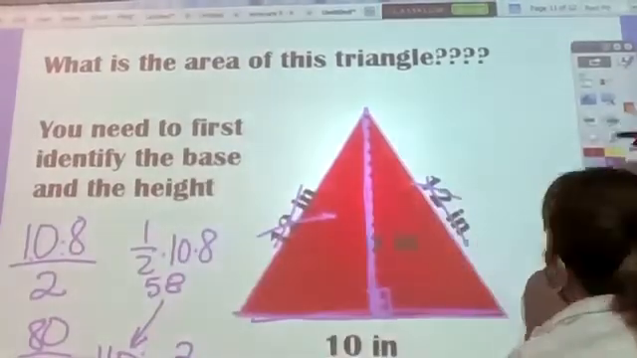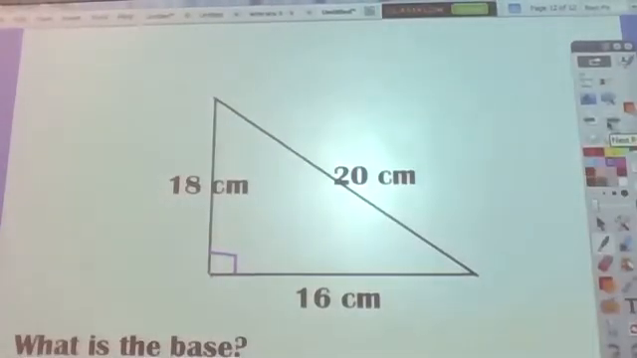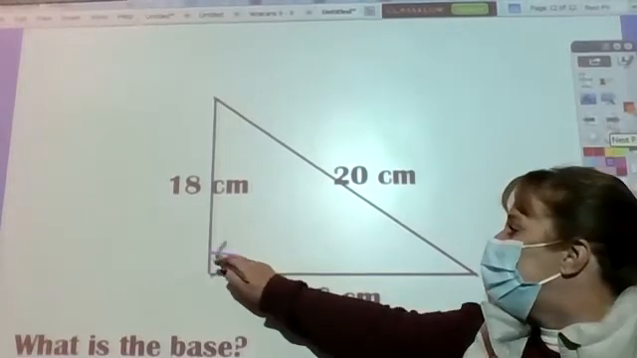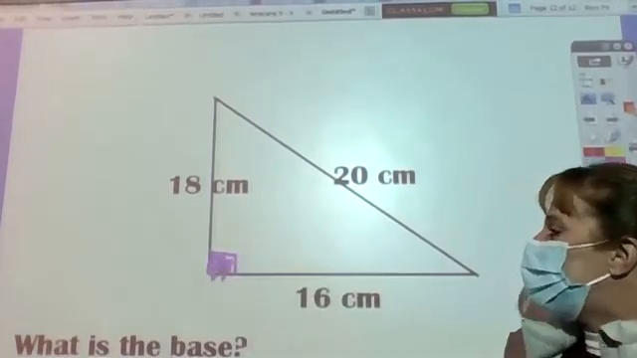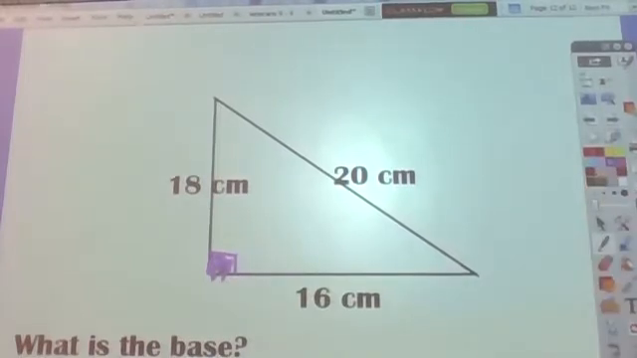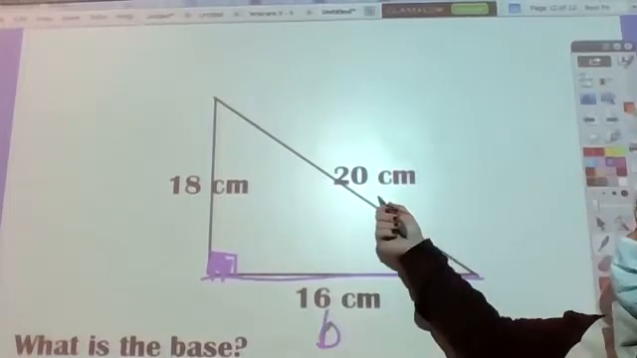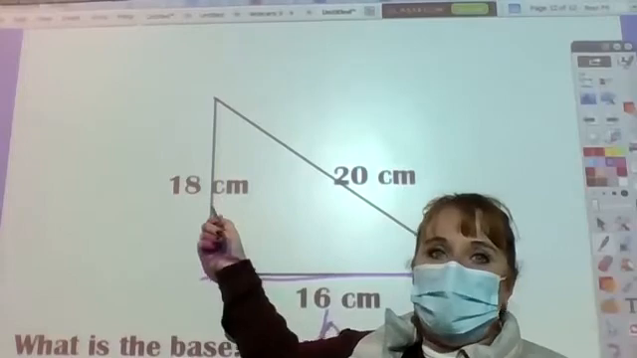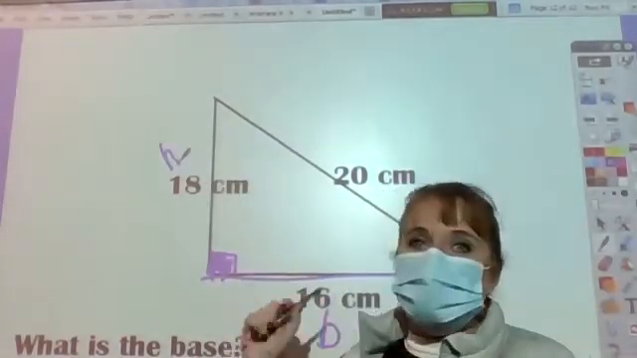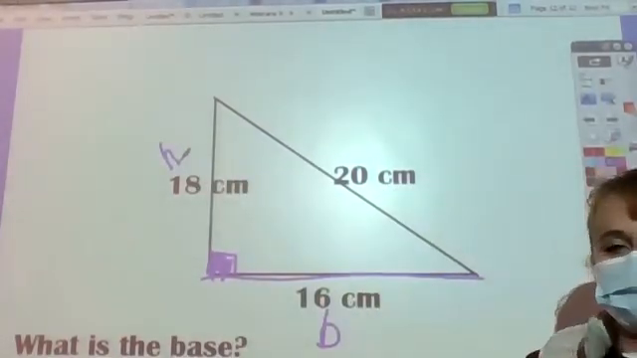Okay. All right, look at this one. This one is super awesome because of the fact that it gives us our base and our height, because it meets right there at the 90-degree angle. So what is our base here? Which one's our base? 16. Good. Our 16 is our base. Therefore, is 20 our height or 18 our height? 18. Good. Can you guys please write this problem down and solve it?